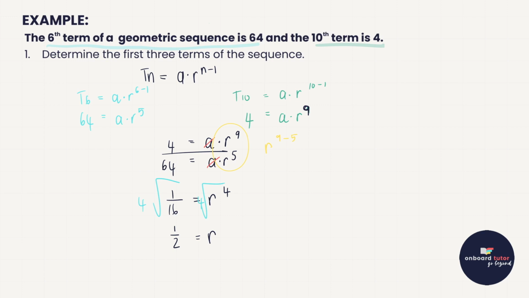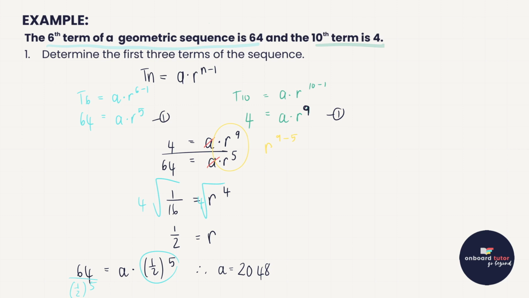I can then choose to substitute this r value into one of the equations that we were given. Either 64 equals a r to the 5 or 4 equals a r to the 9. It doesn't really matter which one we use, so I'm simply going to choose the first one, and I'm going to say 64 is equal to a multiplied by a half to the power of 5. And then in order to solve for a, I'm going to need to divide both sides by a half to the power of 5. This gives us an a value of 2048.